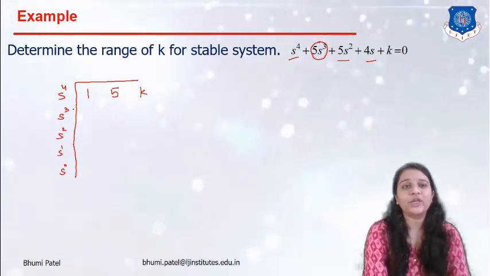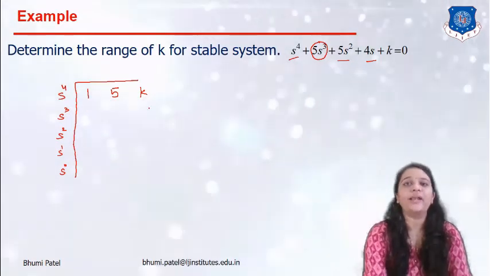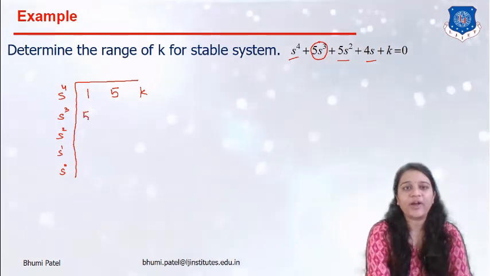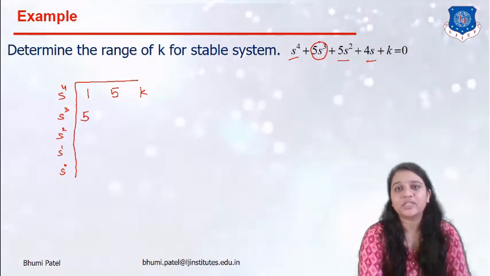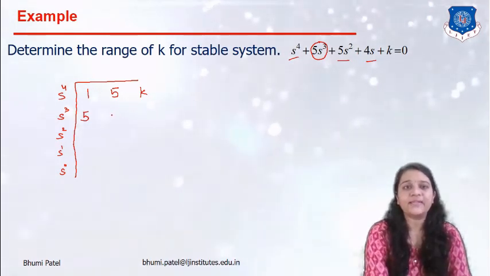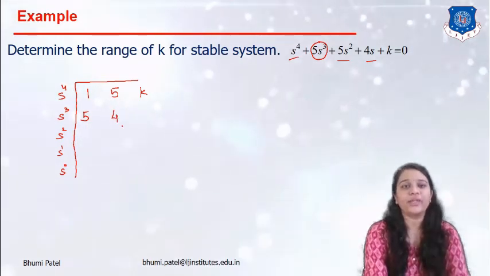Now in the s cube row we have to write the coefficient of s cube, and the coefficient of s cube is 5. So we write 5. After that we skip the term 5s square and we write the coefficient of s, which is 4. So this is the second row of the Routh table.